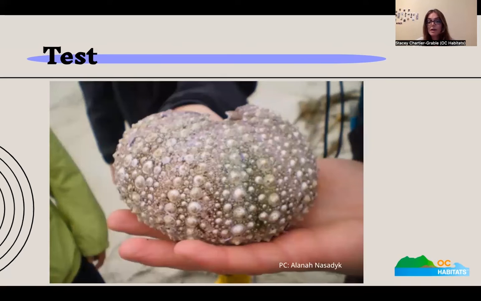So here's a better picture of their test. You can see the little bubbles where their spines used to be. This is their skeletal structure, and if you ever see one of these on the beach, you know it's an urchin now.